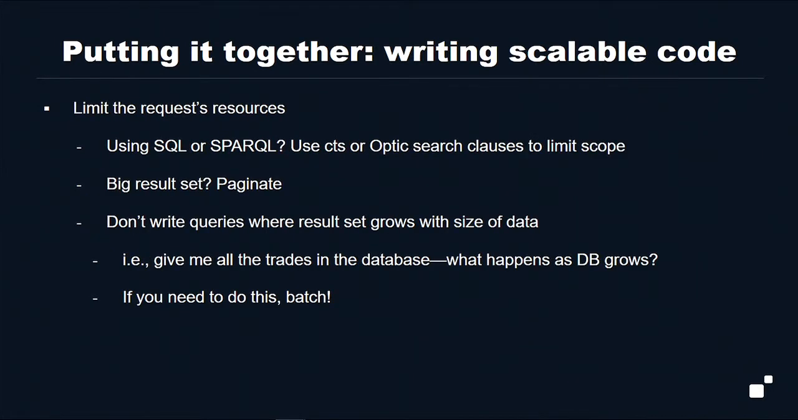There's other things you can do in terms of limiting the request resources. So are you using SQL or Sparkle? You can use the Optic API to limit the scope of your query if you're finding that you're writing queries that are blowing out all your memory. If you have a really large result set and you can paginate, then paginating is a great idea.